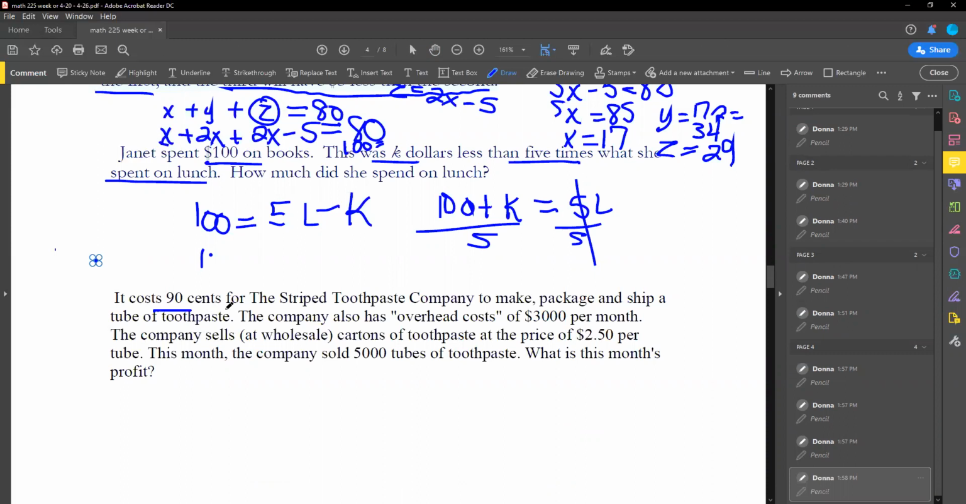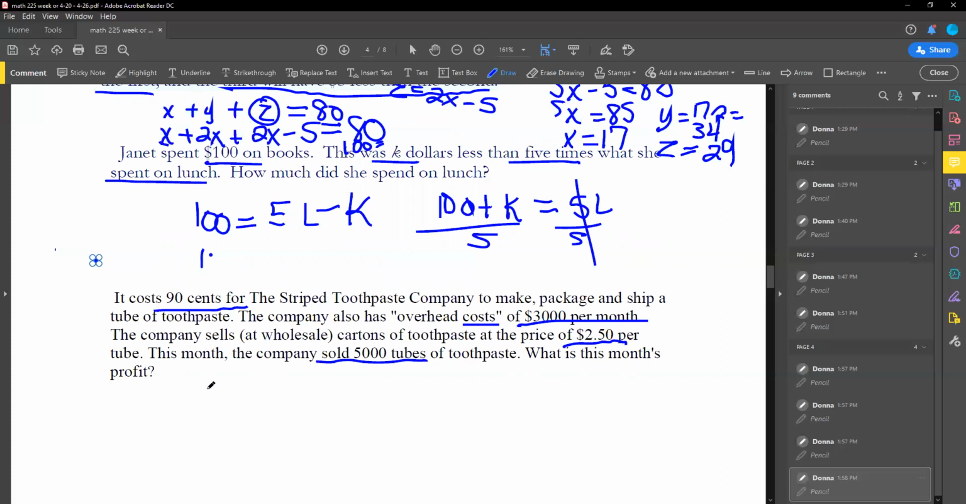It costs 90 cents for the Striped toothpaste company to make, package, and ship a tube of toothpaste. That's a cost. The company also has overhead costs of $3,000 per month, okay? The company sells at wholesale cartons of toothpaste at $2.50 per tube. This month, the company sold 5,000 tubes of toothpaste. What is the month's profit?